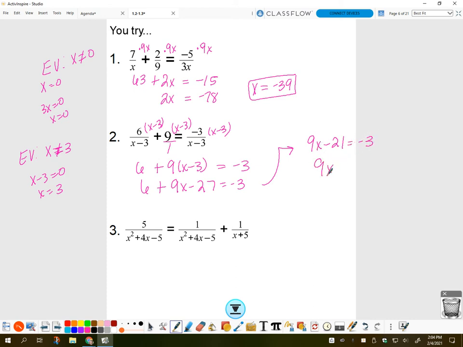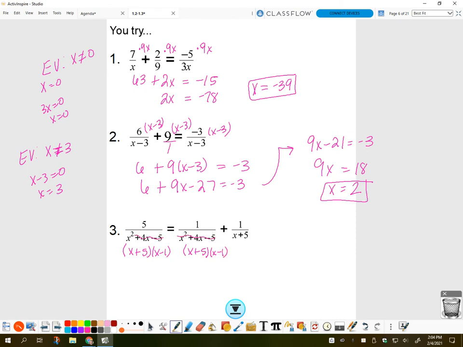Add the 21. Divide by the 9. We get 2. That is not the excluded value. Alright, number 3. You've got to factor. I believe it's plus 5 minus 1. This is the same thing because it's the same expression.